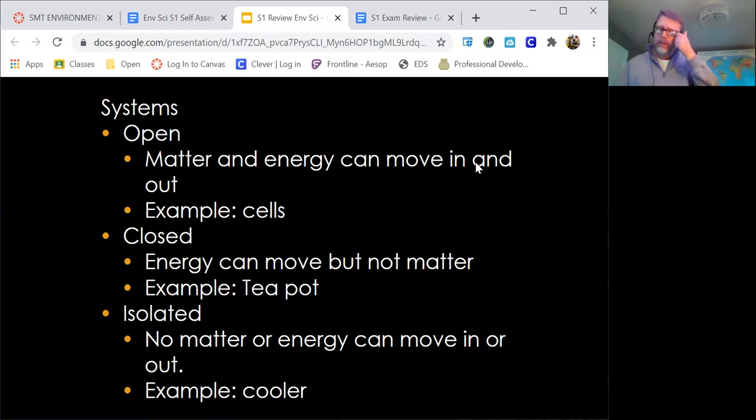And finally, our isolated systems: no matter or energy move in or out. So if we think about a cooler or a hydro flask or any of those types of things, it's sealed and insulated. No matter, no energy, it's all isolated.